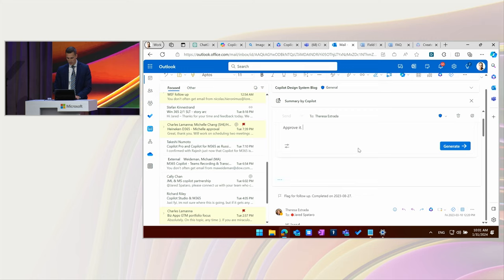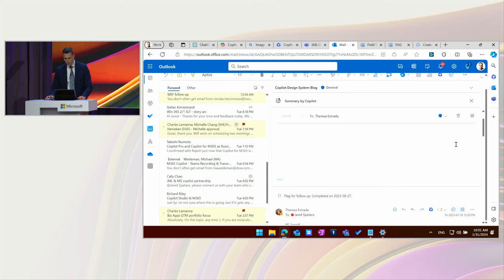Approve it. Sell it as a great work. Be warm. Be a little funny. That's good enough for me. There we go. We'll ask it to generate. That's going to go away and generate.